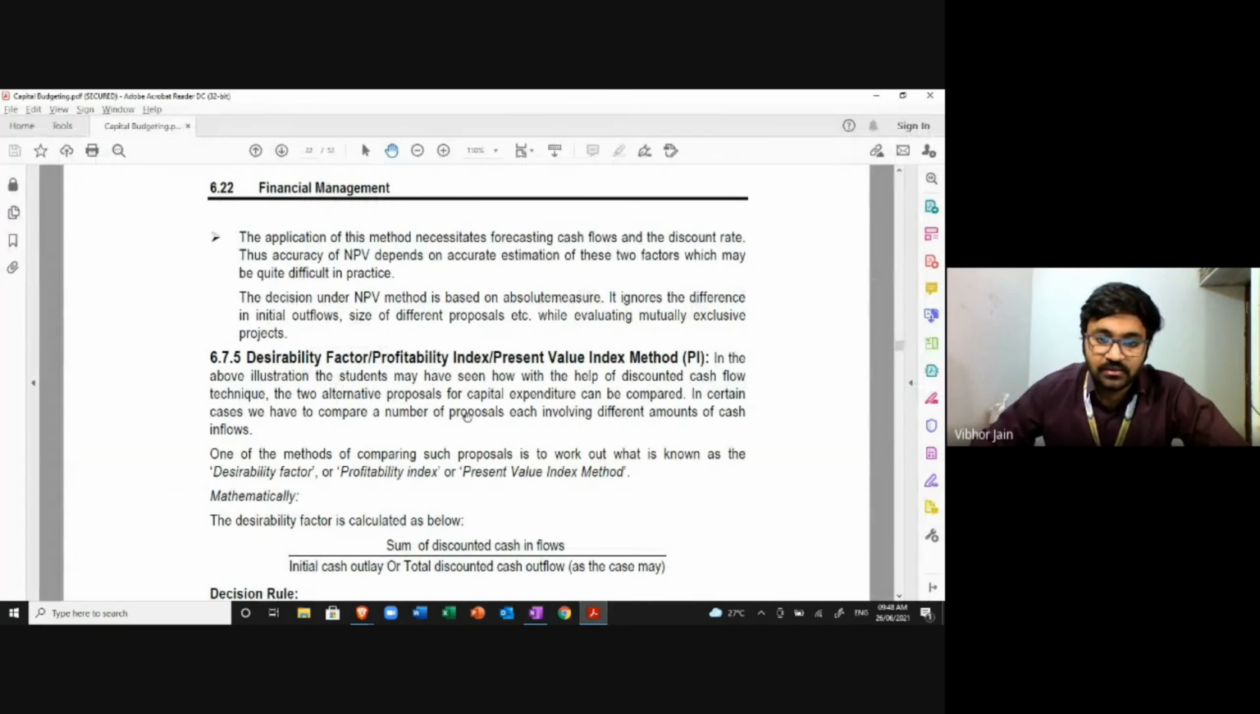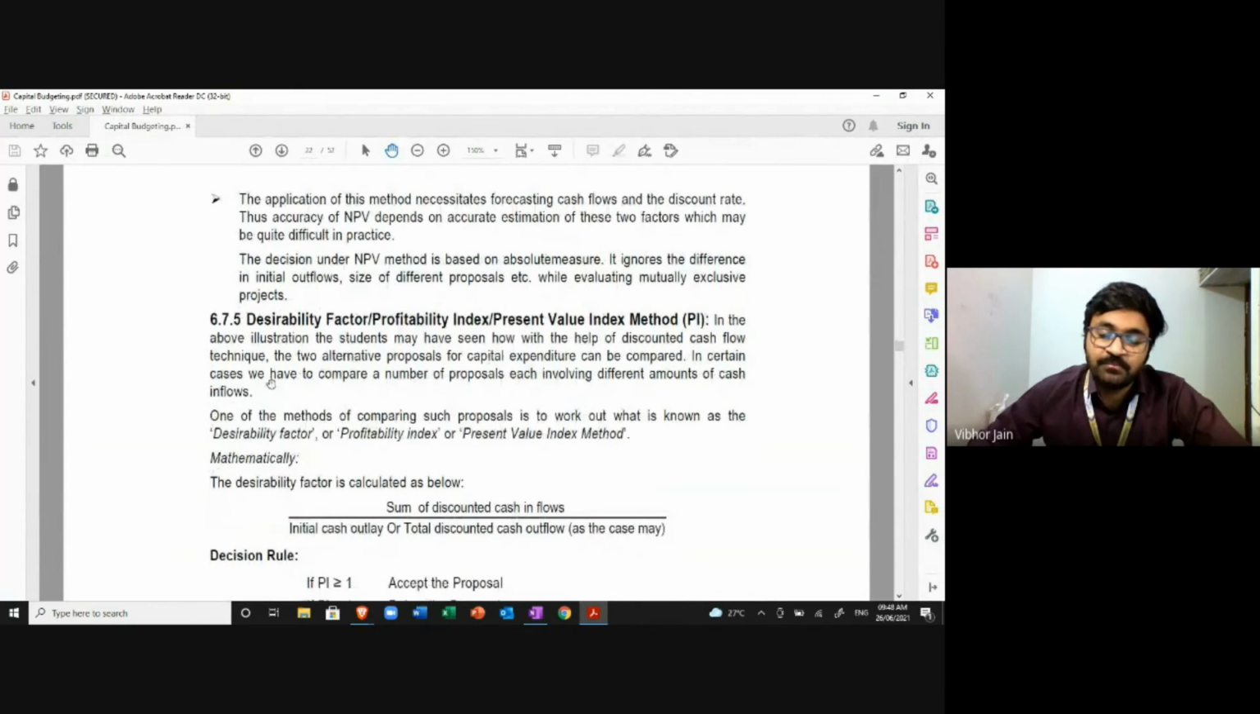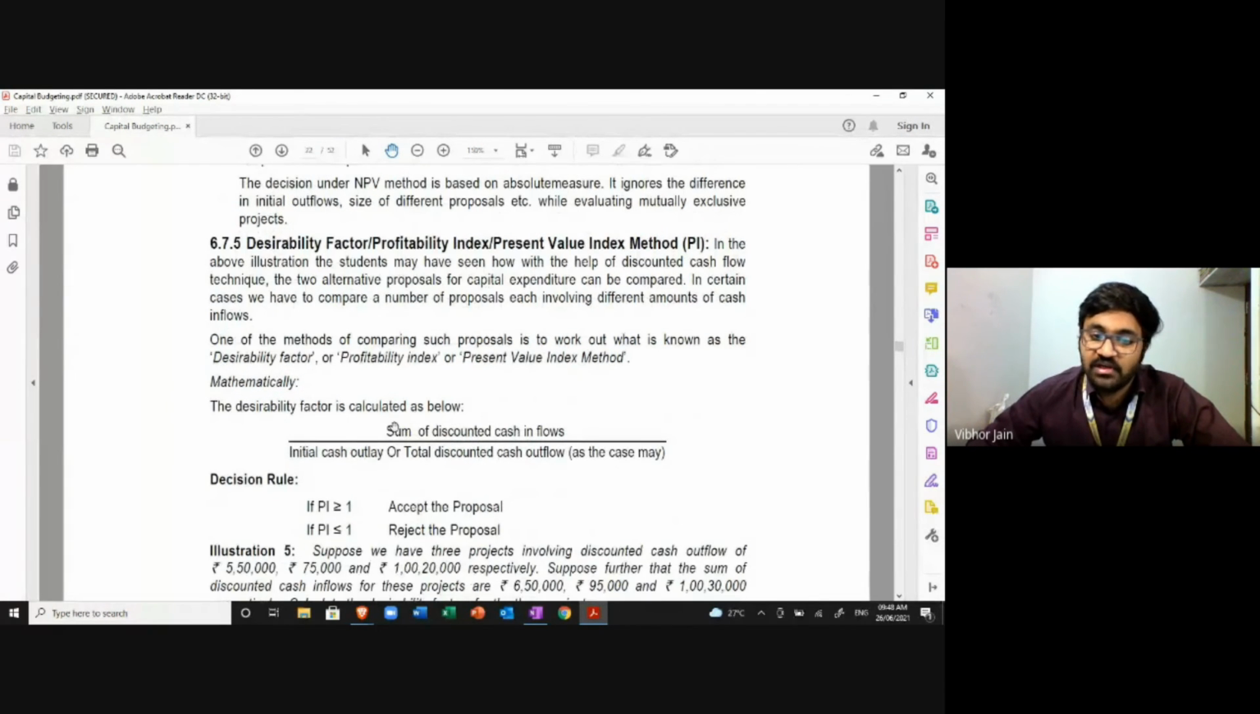In the above illustration, the student may see how the discounting cash flow techniques to alternate proposal capital expenditure can be compared. In certain cases, we have to compare a number of proposals, each involving different amount of cash inflows. One of the methods of comparing such proposals is present value method.